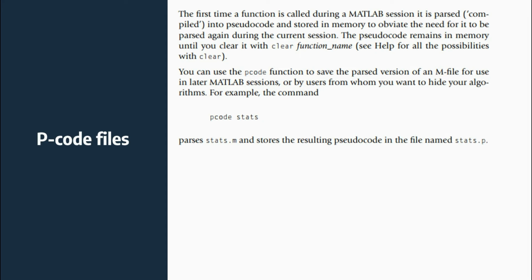You can use the pcode function to save the compiled version of an M-file so that you can use it later in another MATLAB session, or so it can be used by other users when you want to hide your algorithm. So you can say pcode stats, that will execute stats.m and will store the resulting pseudocode in the file named stats.p. I can't think of any useful application for this kind of feature, the Pcode. It's basically hiding your code in a different file, which is called, in this case, stats.p, or whatever code name you choose.